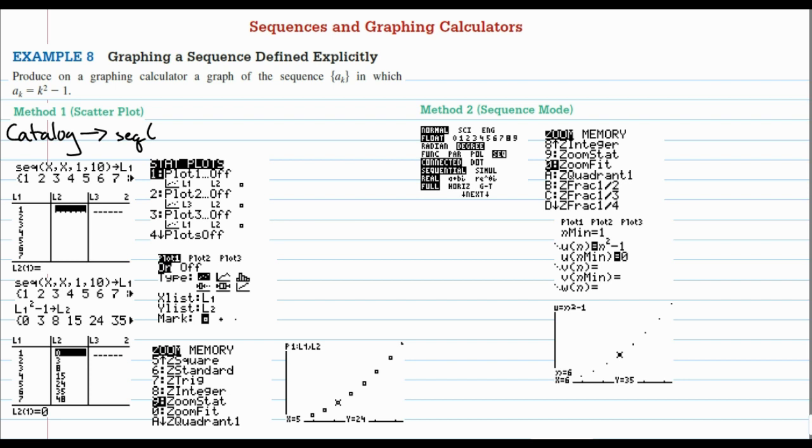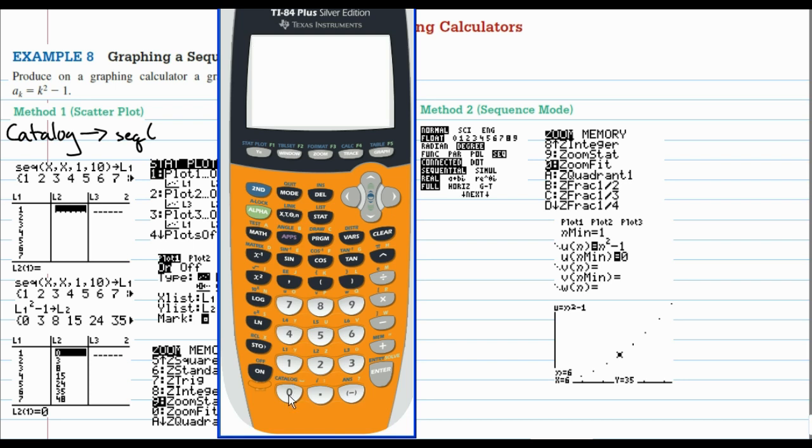So in method 1, you can make a sequence into a scatter plot. First, go to your catalog button on your calculator, which is second 0. And then alpha is already pushed. So then go to the letter S because you're looking for sequence. You're going to have to arrow down for a little bit, but you'll see SEQ with parentheses and without parentheses. You want the one with parentheses. That one right there.